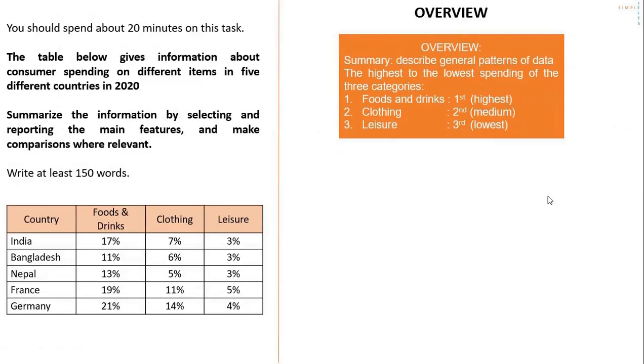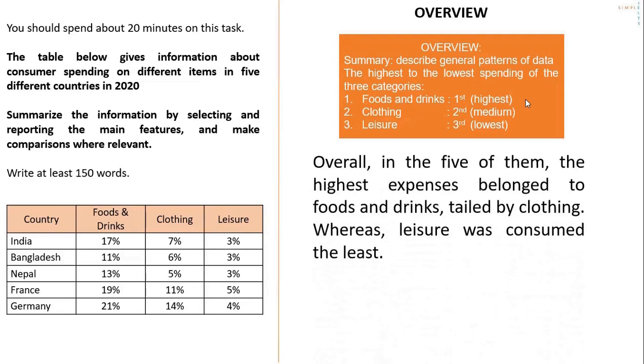Now about the overview. Remember, we can just describe the general patterns of the data by explaining the highest to the lowest spending of the 3 categories. For example, we can say that overall, in the 5 countries, the highest expenses belong to foods and drinks, followed by clothing. So number 1 is foods and drinks, number 2 is clothing, whereas leisure was consumed the least. Leisure was the lowest.